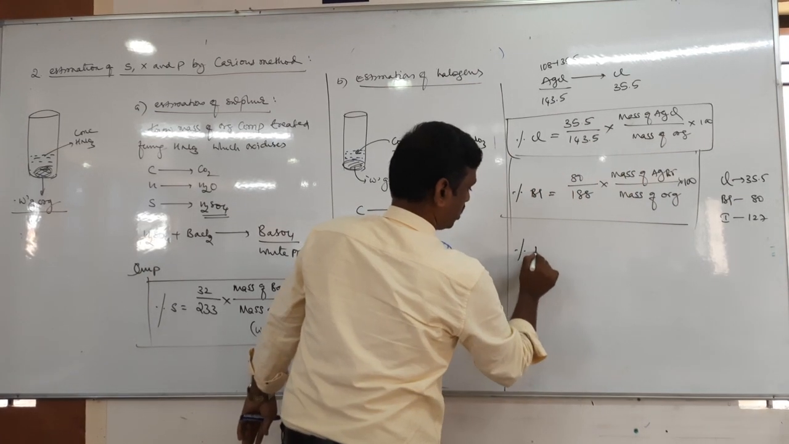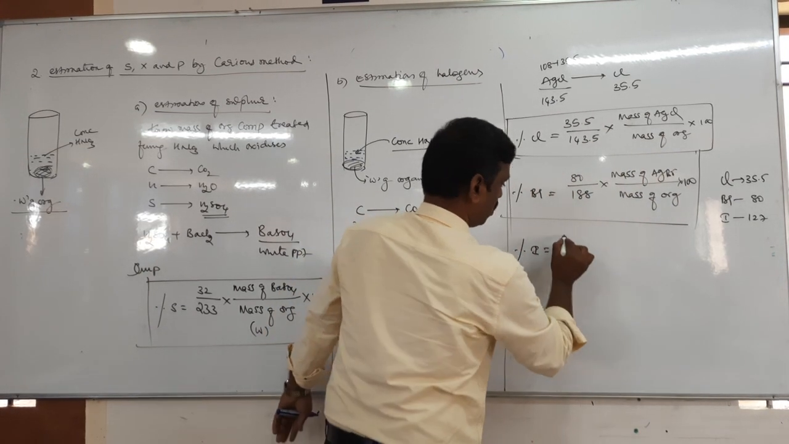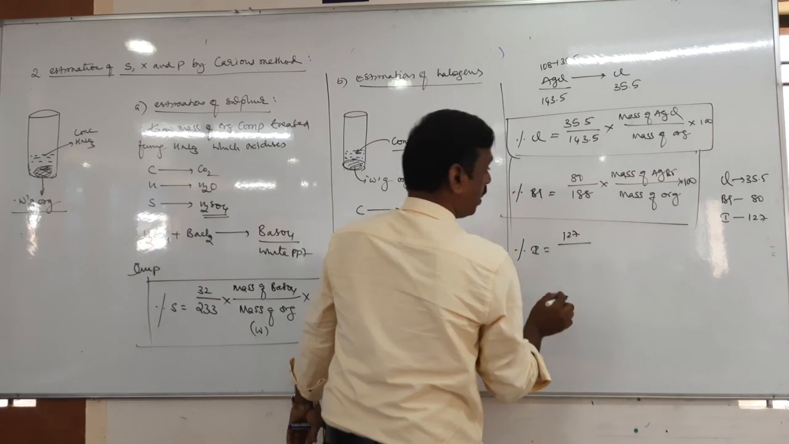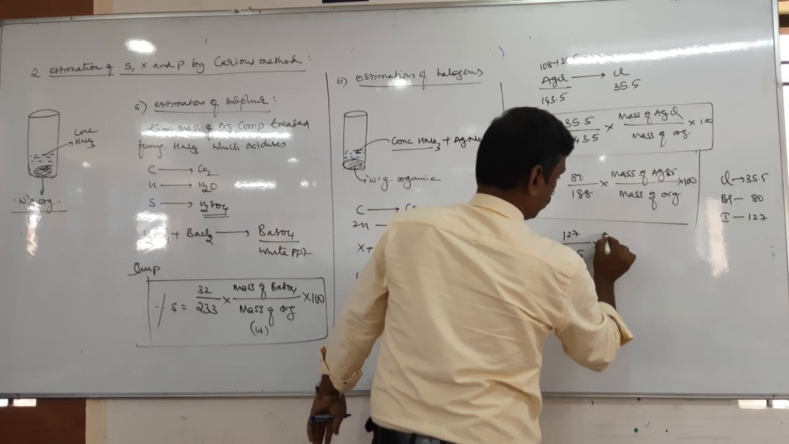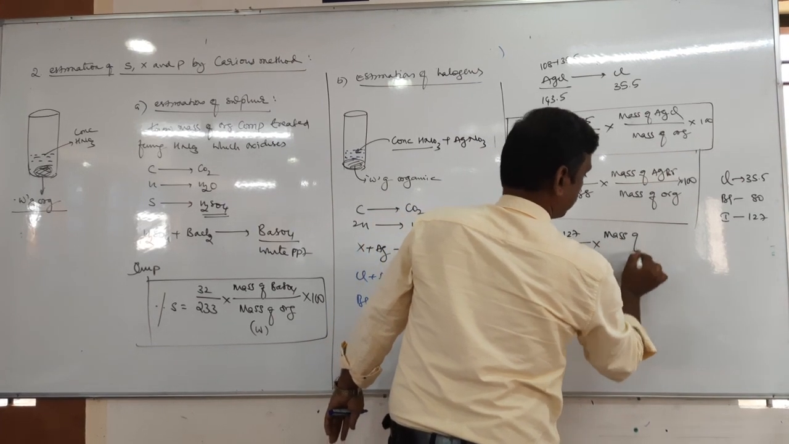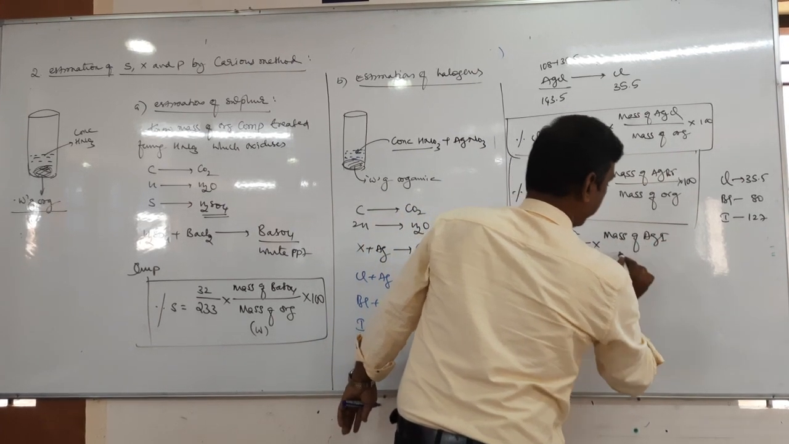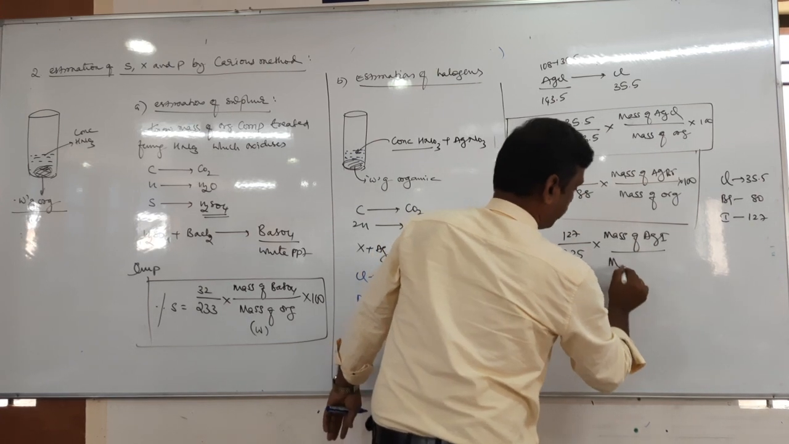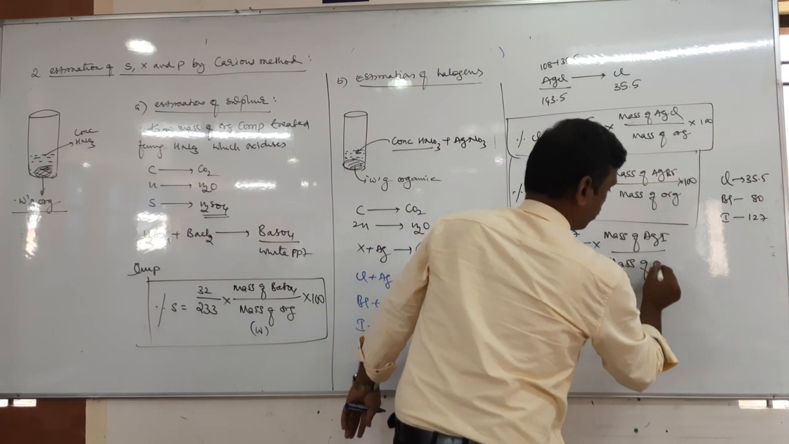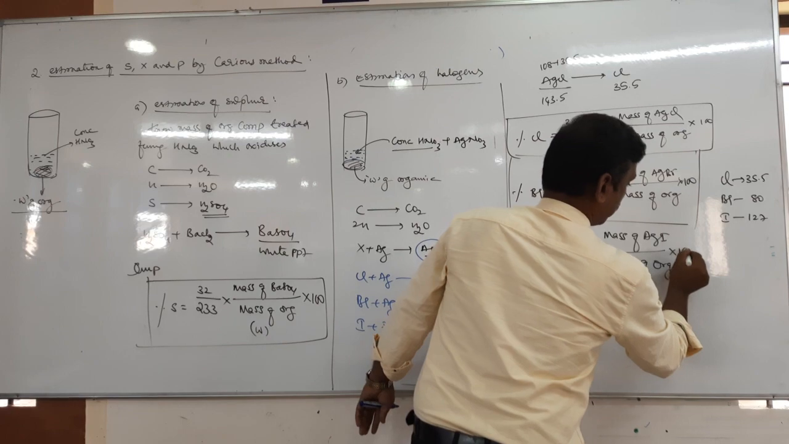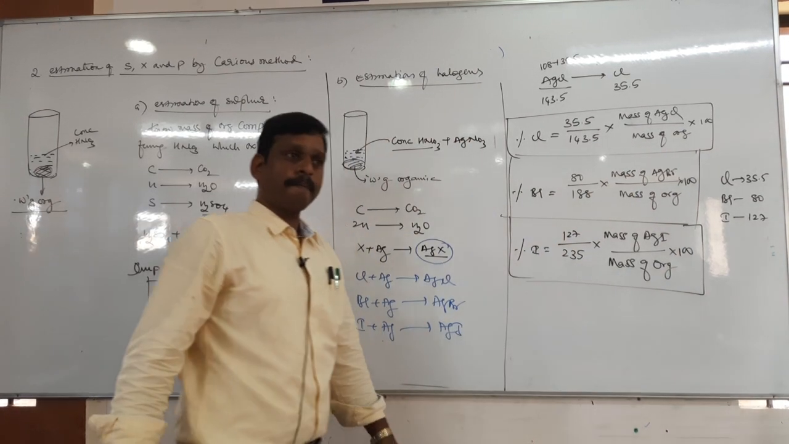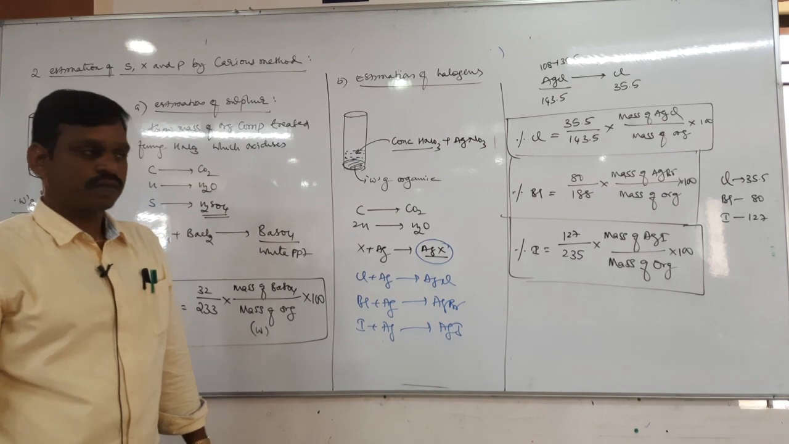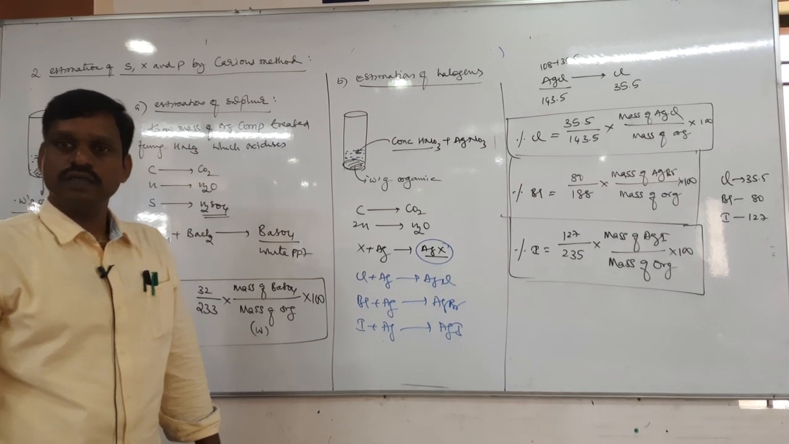Next, percentage of iodine. 127 divided by 235 into mass of AgI formed divided by mass of organic compound into 100. Okay.